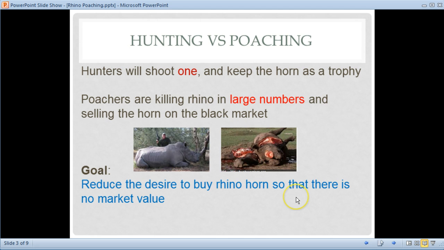The goal is stated very simply in a summary: to reduce people's desire to buy rhino horn so that there isn't a market value. In that way, the person who prepared the presentation hopes to stop rhino poaching. Again, it's summarized. There's a picture of a hunter and a picture of a rhino killed by poachers for its horn.